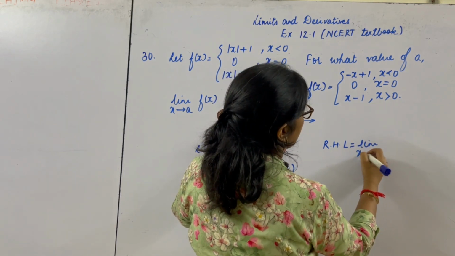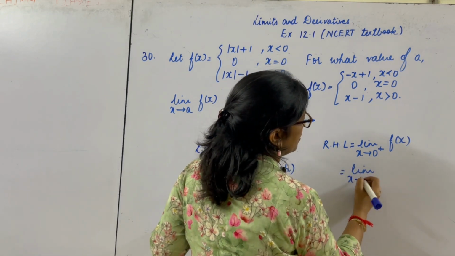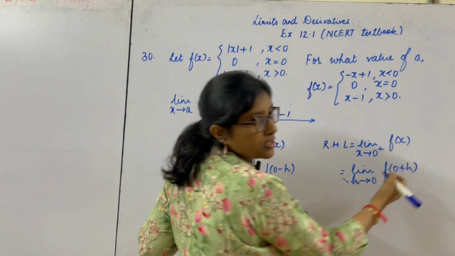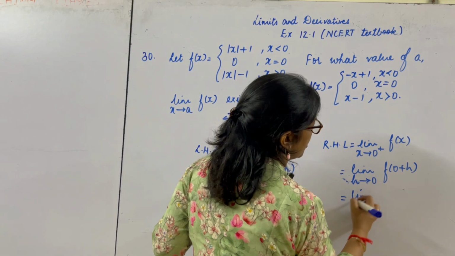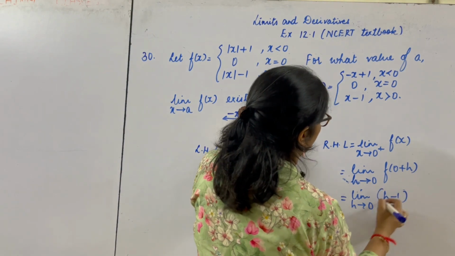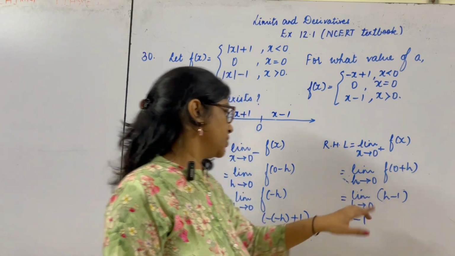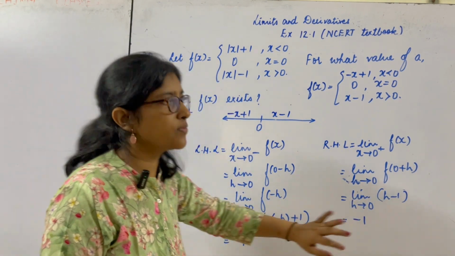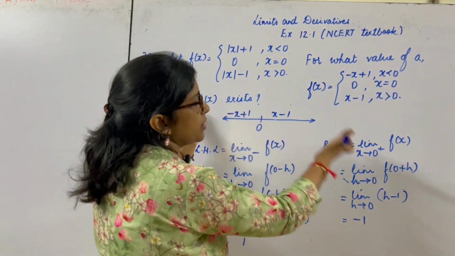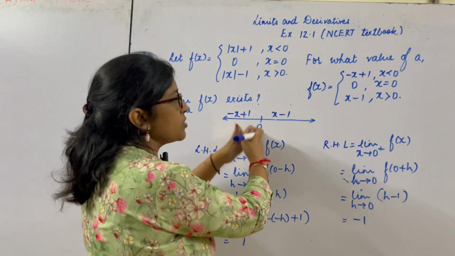For the right hand limit, you have to take x tends to 0 plus, because we are finding the limiting value at 0. Okay, let's take h tends to 0. f of 0 plus h, that means it is f of h. Wherever x, write h. Okay, so it is h minus 1. Substituting h as 0, it is minus 1. Left hand limit 1, right hand limit minus 1. The limit of this function does not exist at 0. It exists only at values other than 0.